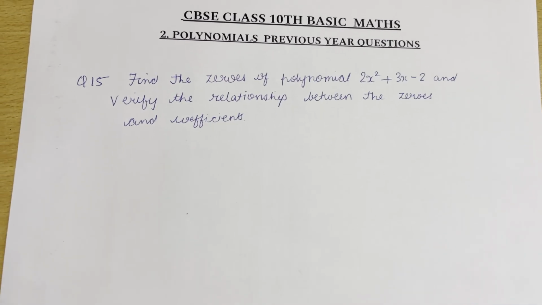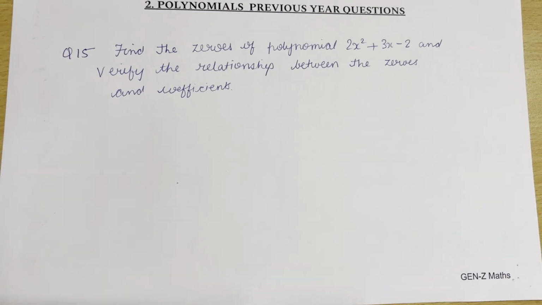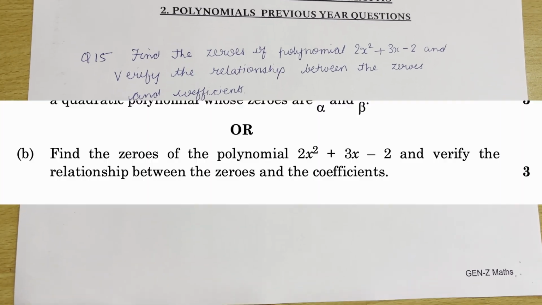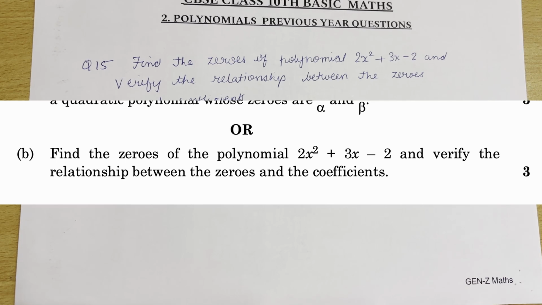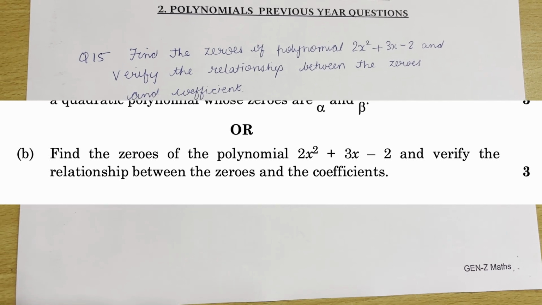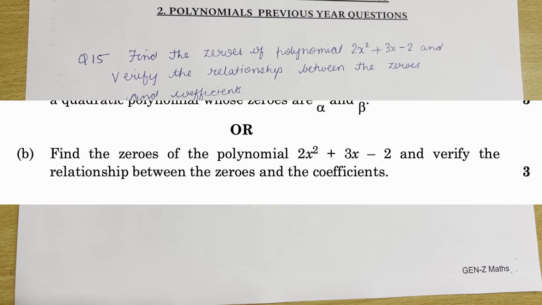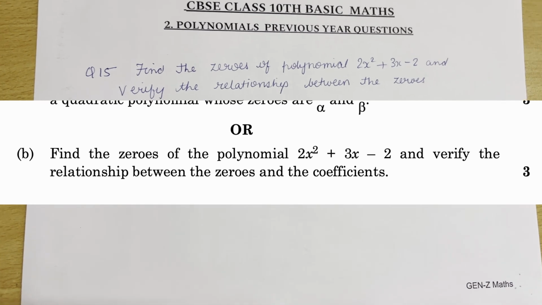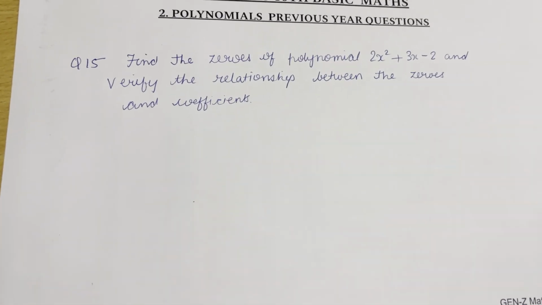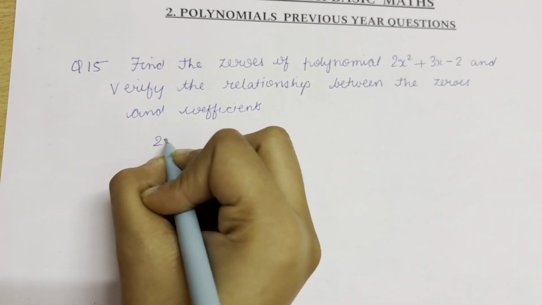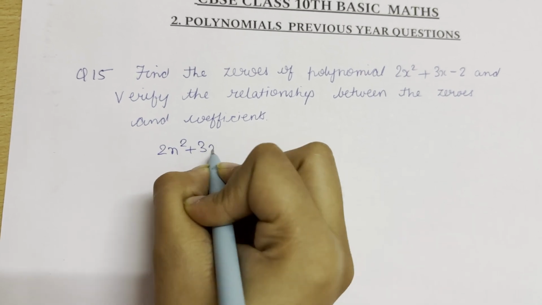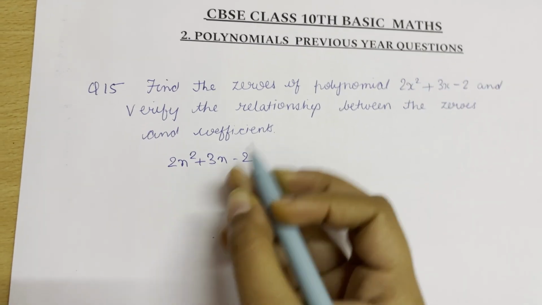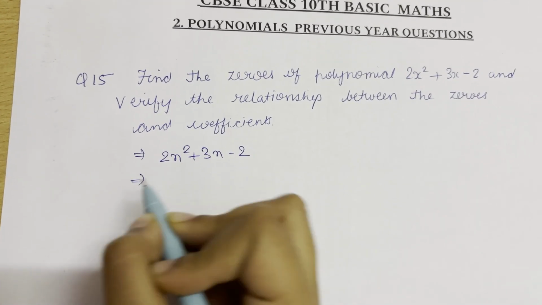Moving to another question that is of similar kind. The question says, find the zeros of the polynomial 2x square plus 3x minus 2 and verify the relationship between the zeros and coefficient. So let's solve it. 2x square plus 3x minus 2. We can split the middle term.